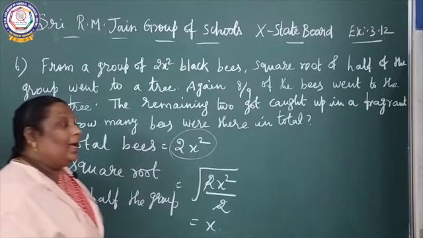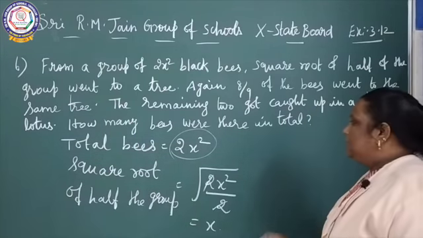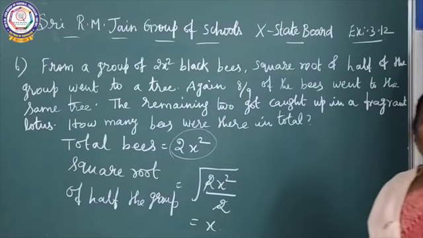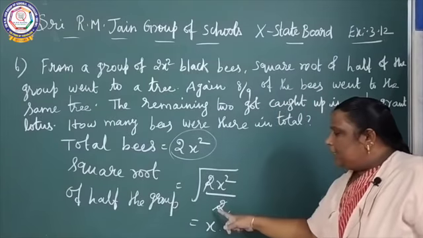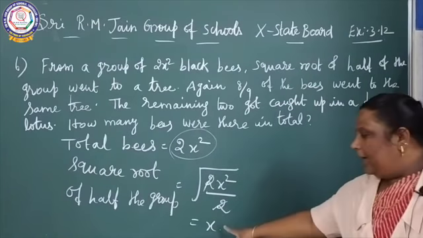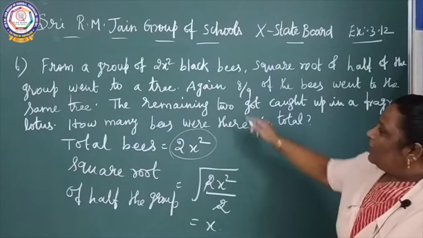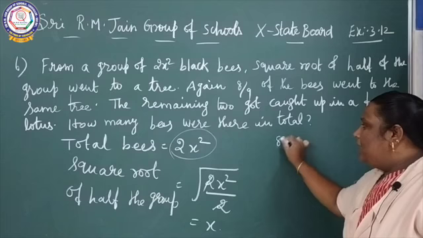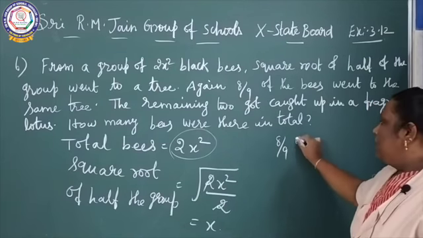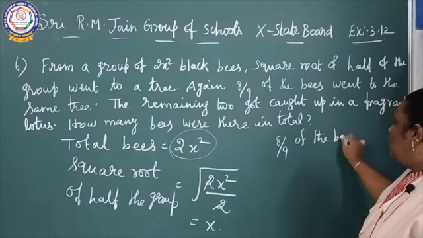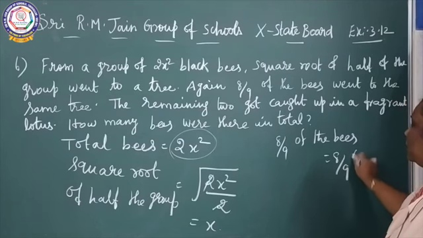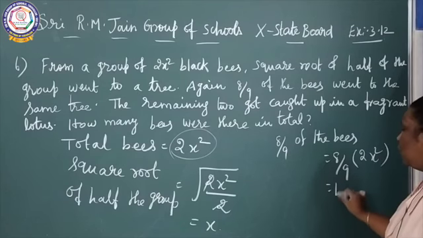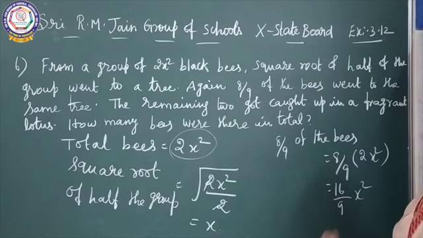2. Okay. Next, 8 by 9th of the bees. They split up the bees into parts. See, 2 get cancelled. What is the square root of x square? x. Okay, what is the next they have given? Again 8 by 9th of the bees went to the same tree. 8 by 9 into the bees, 2x square, it gives 16 by 9 x square.